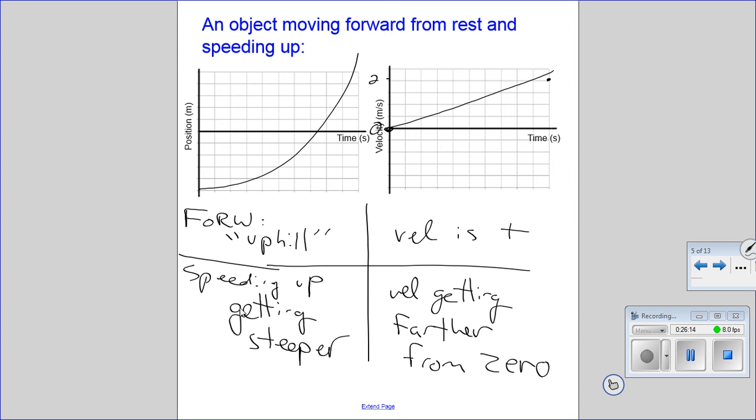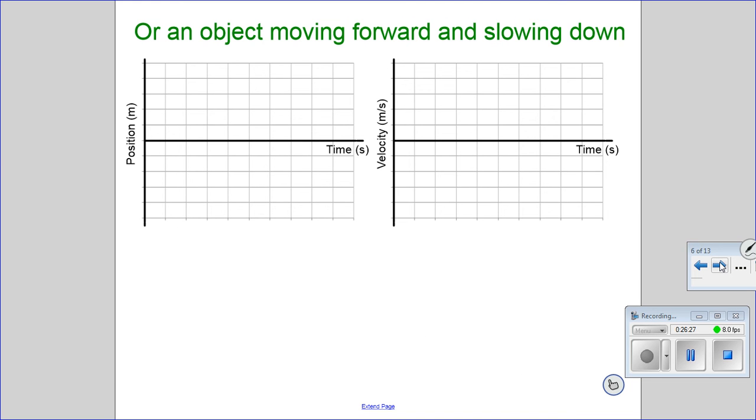All right, so this is one of 4 possibilities. In this example, we're going forwards and speeding up. But you could certainly be going forwards and slowing down. So let's take a look at what that would look like. That was a bad sentence. All right, moving forward and slowing down. So we're moving forward. What should my position time graph look like? Uphill. Should go uphill, right?